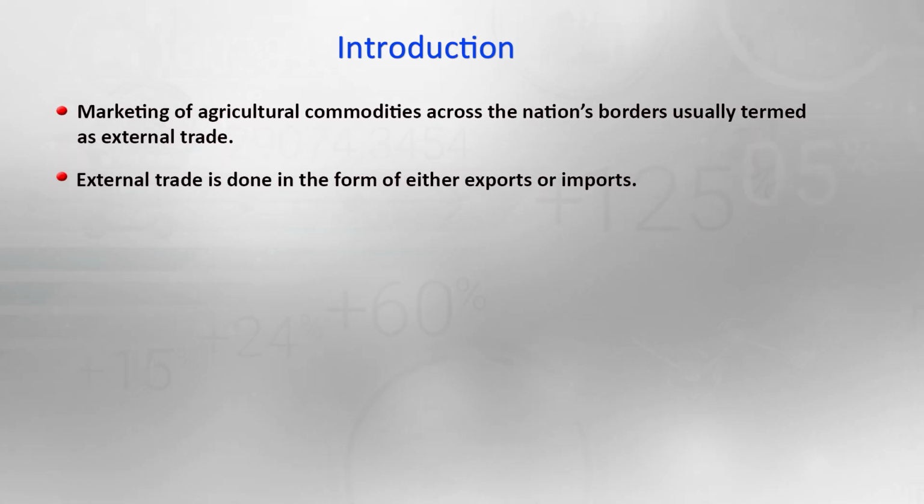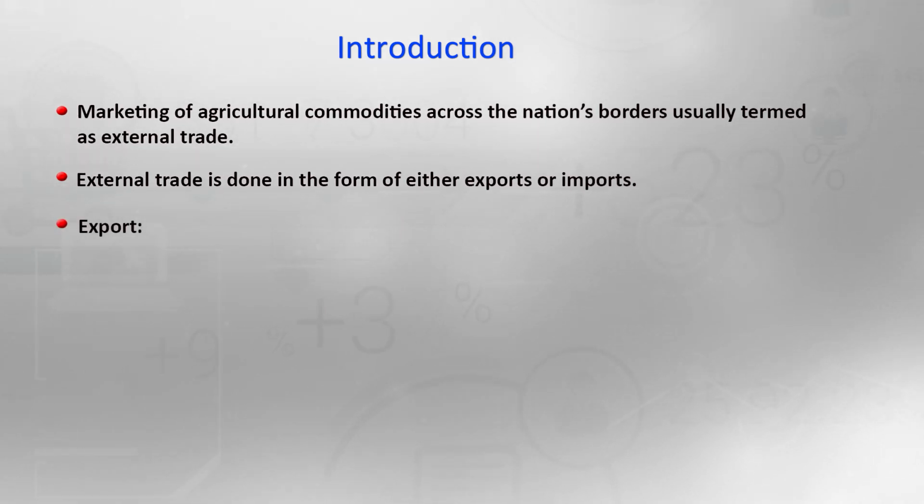In this session we are going to discuss the different trade policies adopted for regulation of foreign trade and to promote export activities. We will be discussing all the trade policies related to the agriculture sector after independence. The marketing of agriculture commodities across the nation's border is usually termed external trade. So when we market our agriculture commodities across our country's border, that is called external trade, and it is done in the form of export and import.